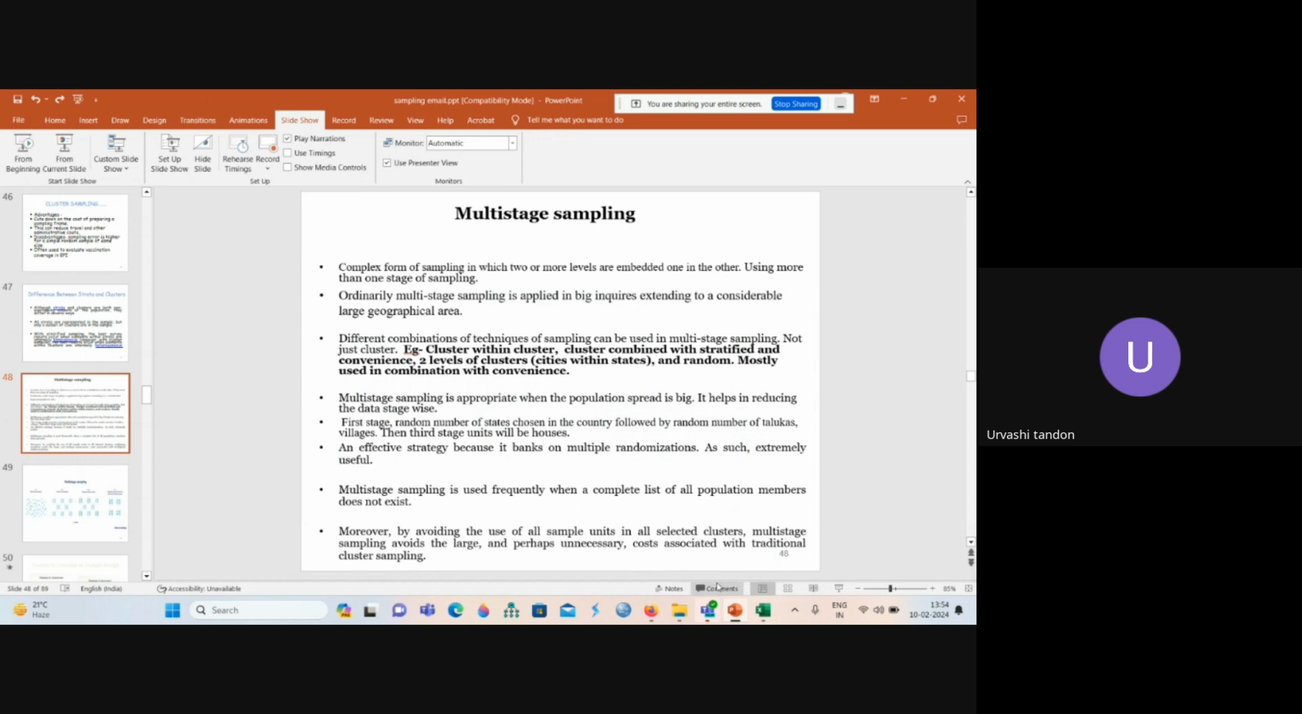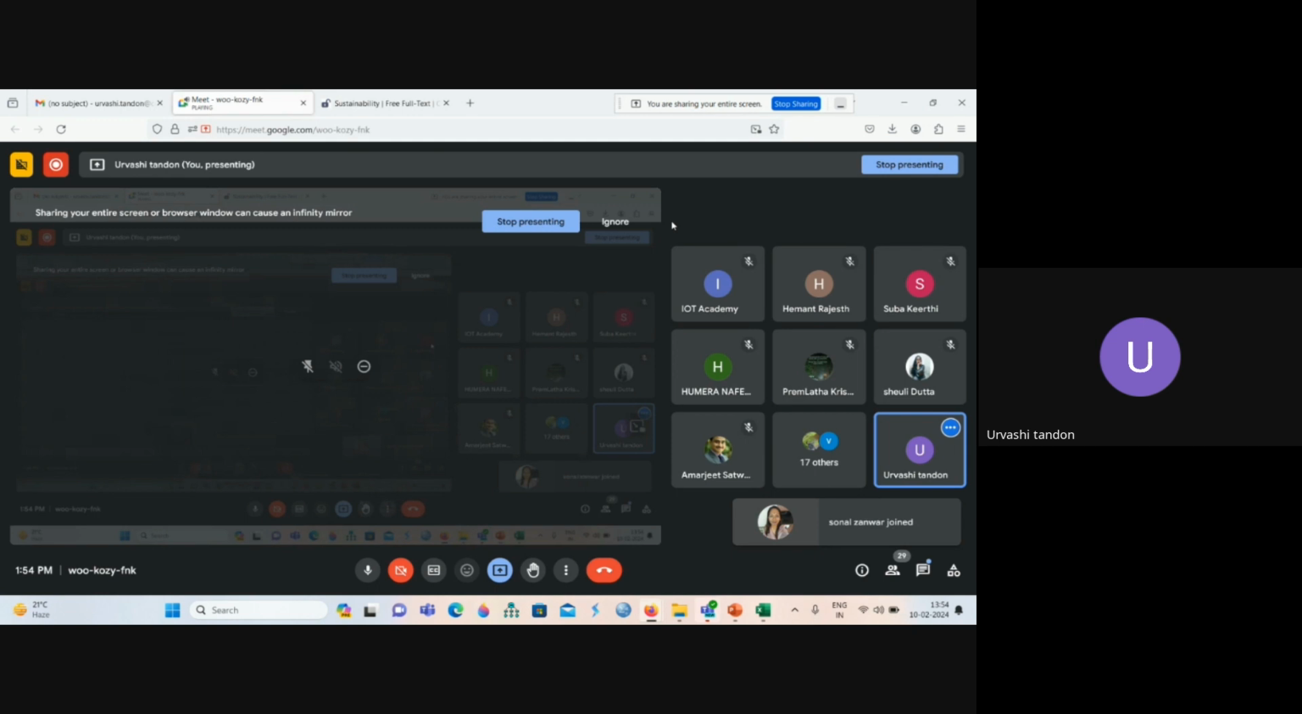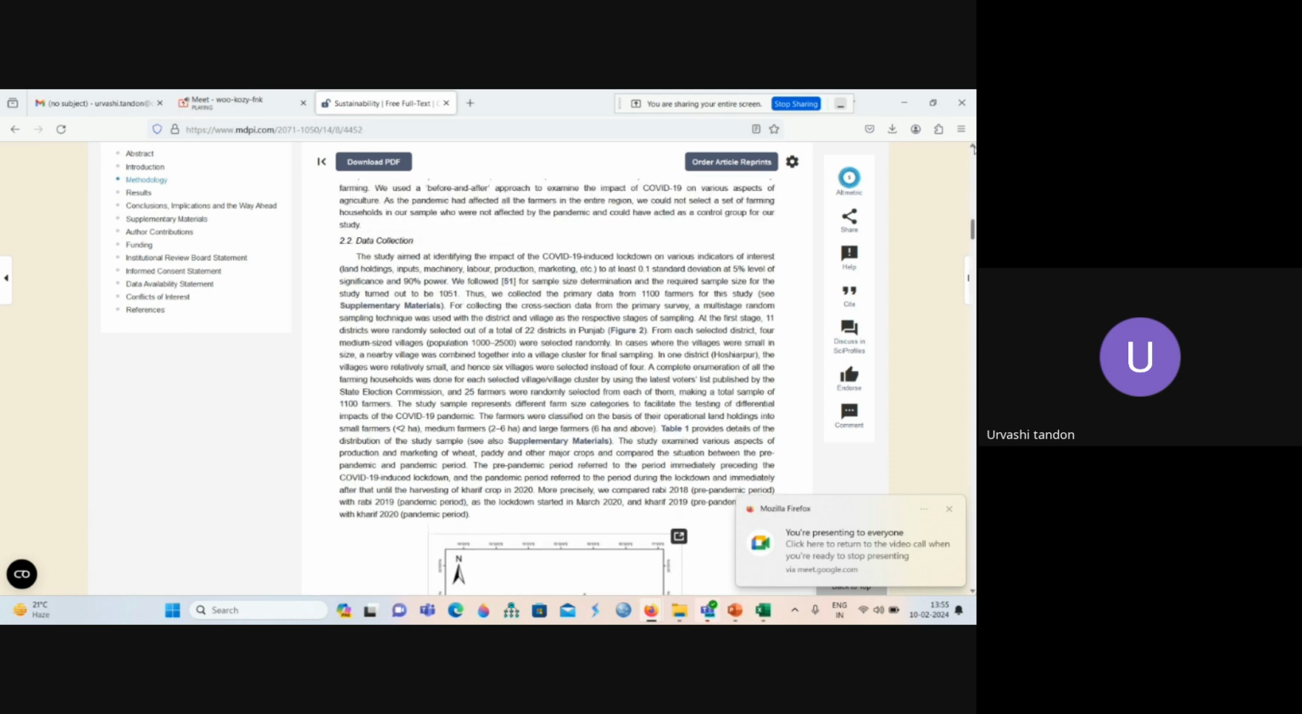I'll see, that paper I have opened. Okay. Yes. See, since being from North India, we are doing research about paddy stubble burning, right? So one of our co-authors, it is not my paper, it's his paper. So what they did, they tried to follow the multi-stage sampling. Is this article visible? Data collection.